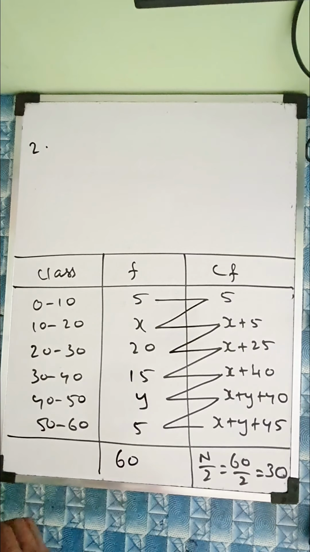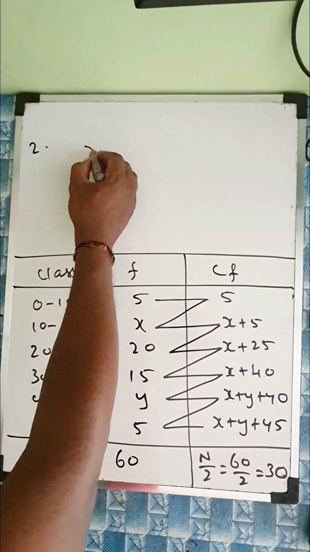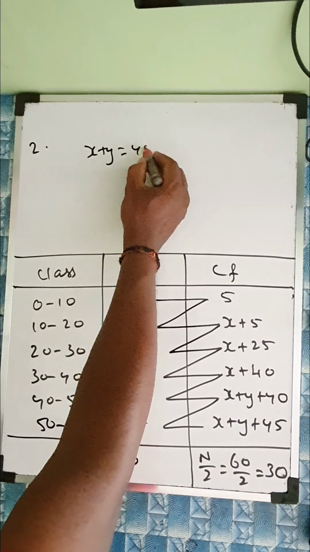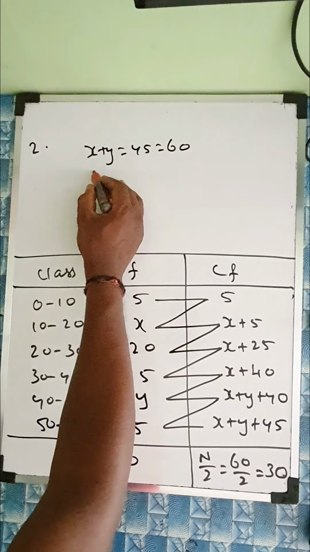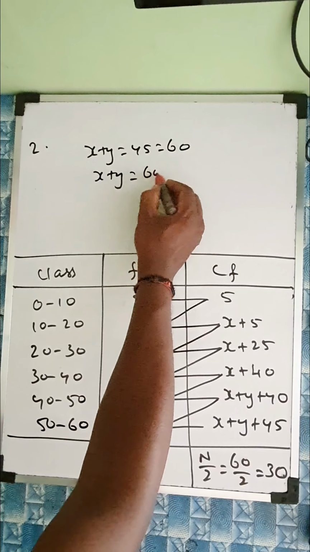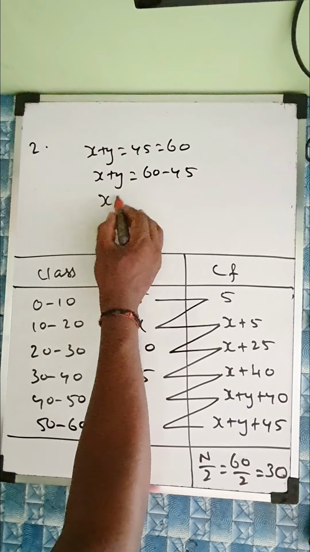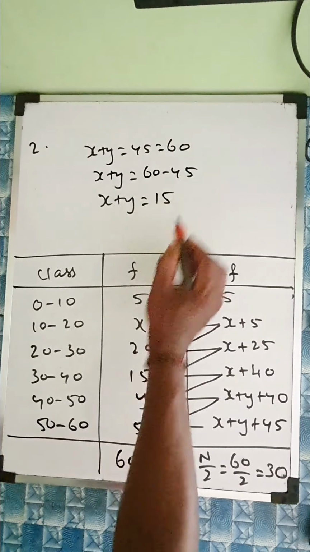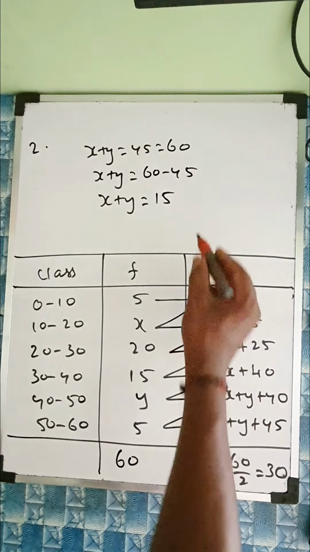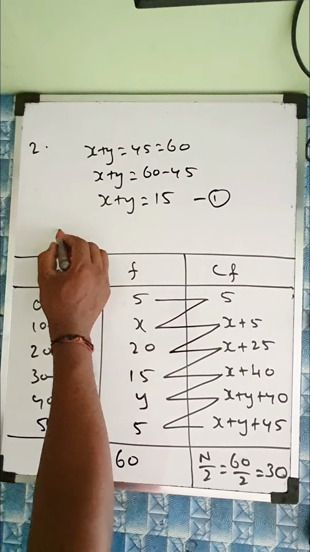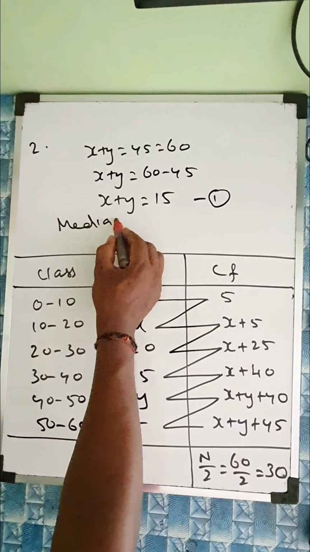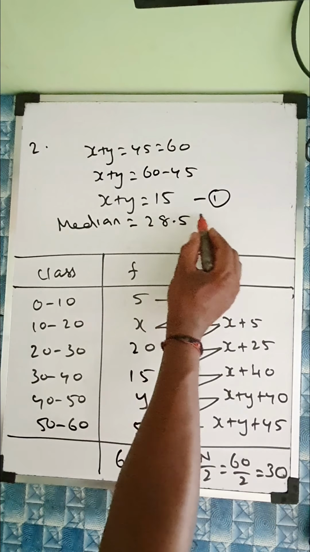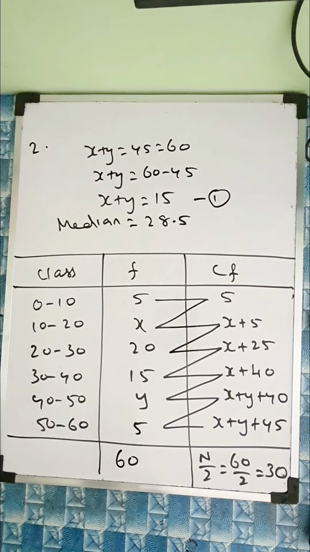Okay, so we can just write it here, x plus y plus 45 equal to 60. So x plus y equal to 60 minus 45, so x plus y equal to 15. Okay, so we'll just make it this first one. And you can see the question, median is given how much? Median is given 28.5.